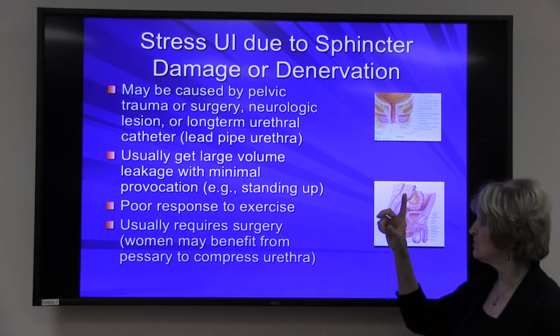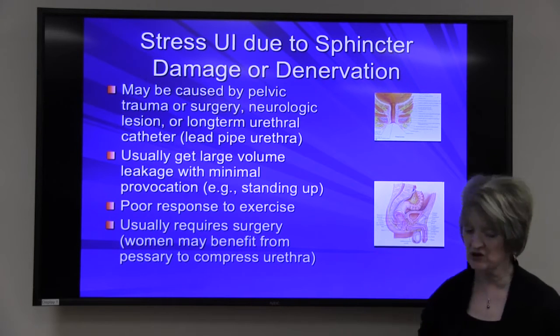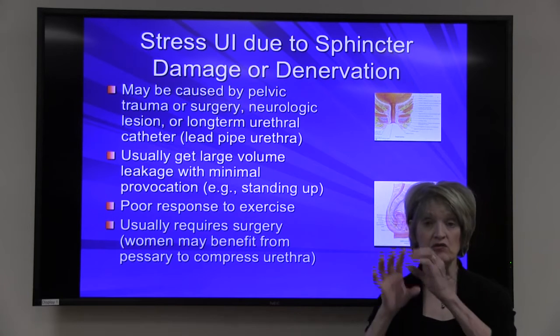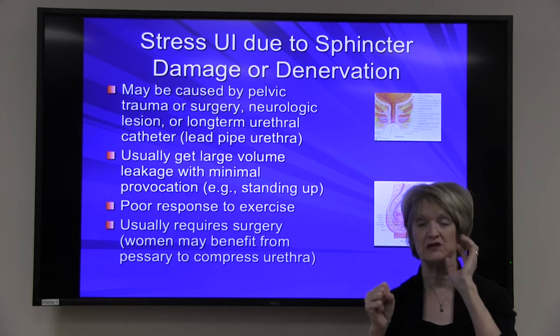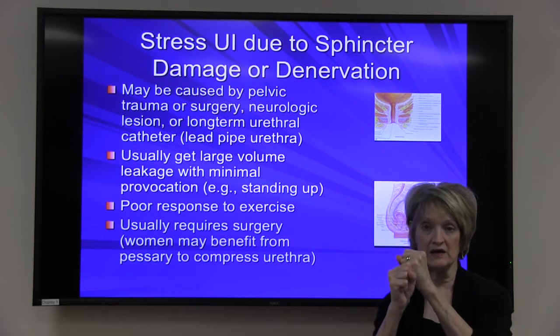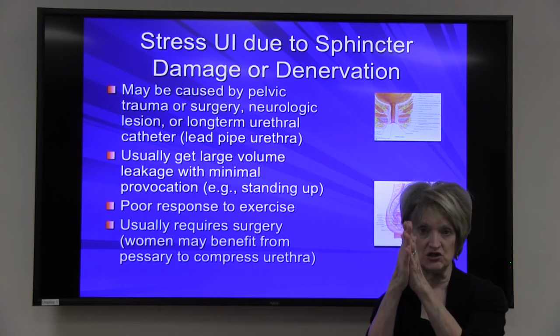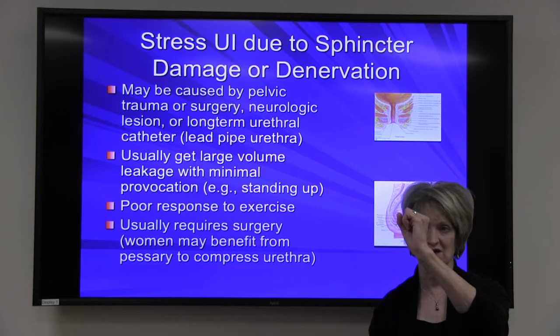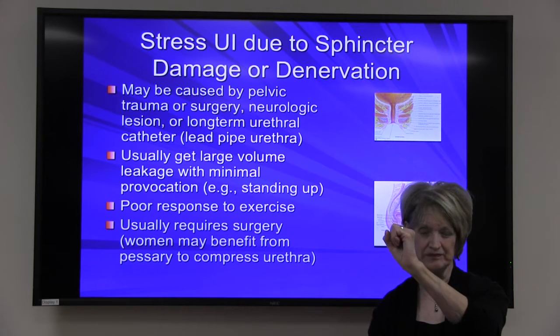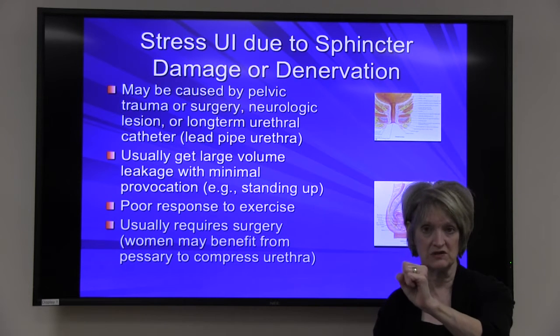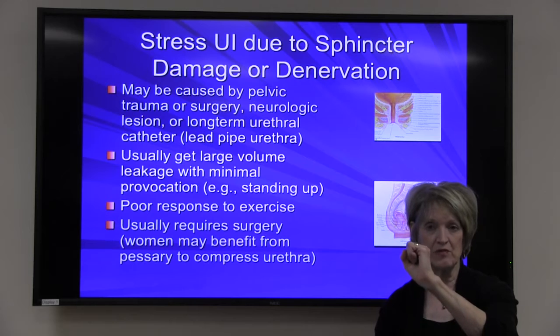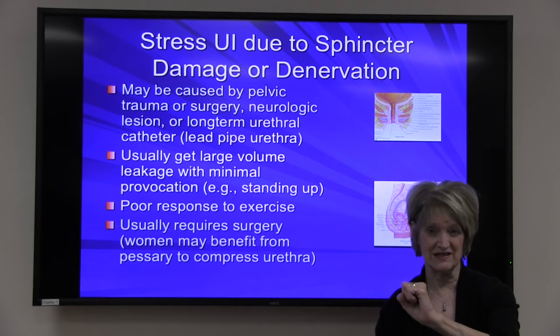What happens when you get direct damage or denervation is that the urethra loses its contractility, it loses its ability to collapse and to maintain that closed position, and instead it starts acting like a lead pipe. So it never actually closes. It never provides adequate resistance.